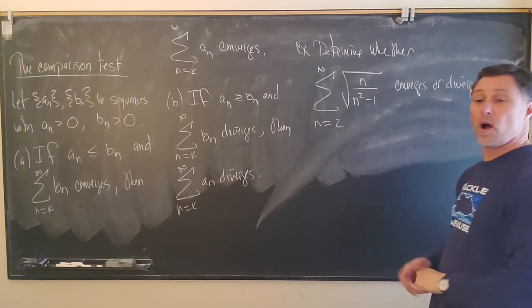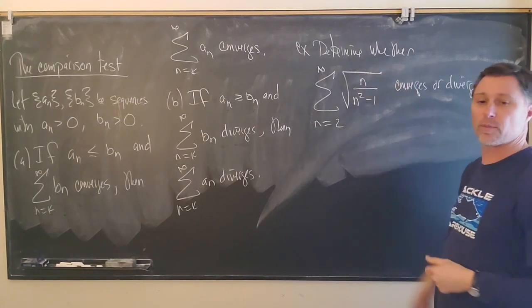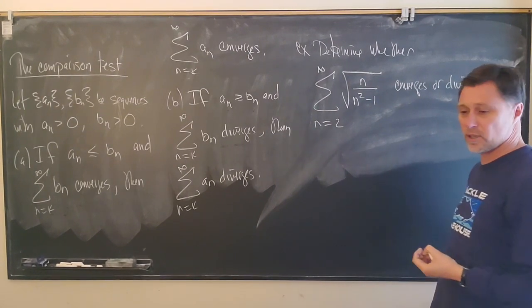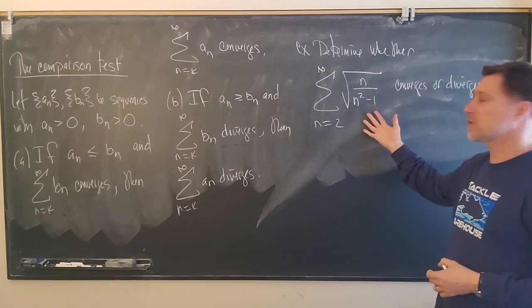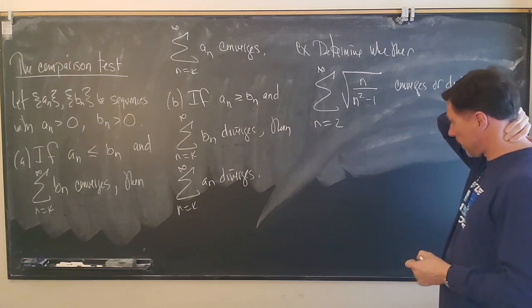And it's one that all of our other tests would not help. For example, the test for divergence gives us no information. It's not a telescoping series. It's not a geometric series. Integral test, it'd be kind of a pain to use the integral test on this one. You might be able to, but we don't want to. So instead, what we're going to do is use the comparison test.